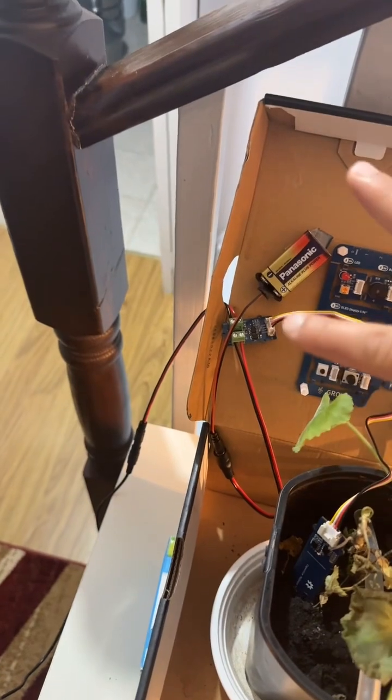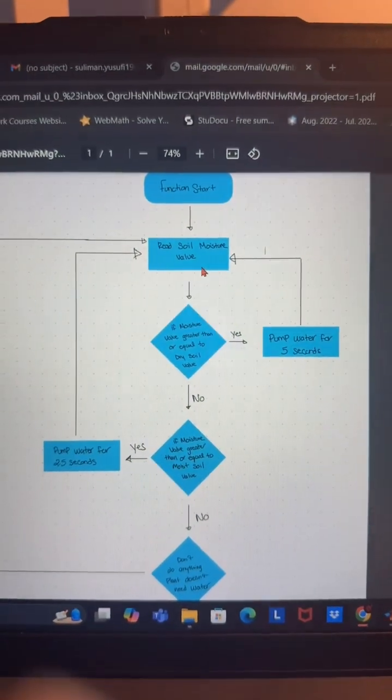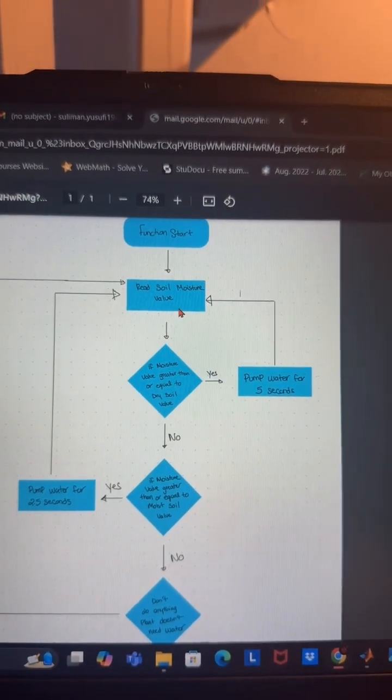And for the relay, there's two ends to it. One end is connected to the battery, and the other end is connected to the water pump. So for learning outcome number 1, this is my flowchart.